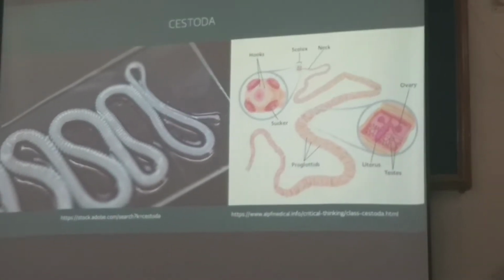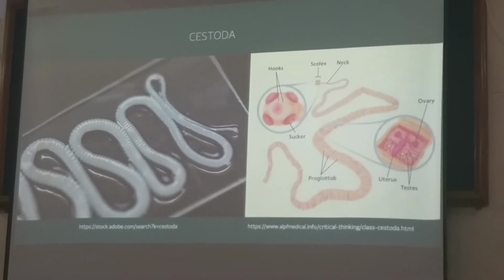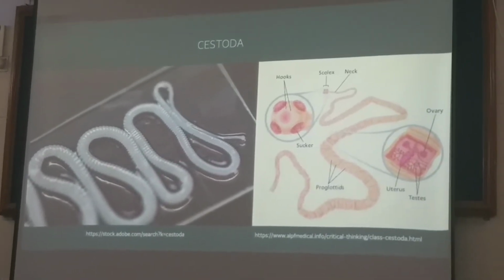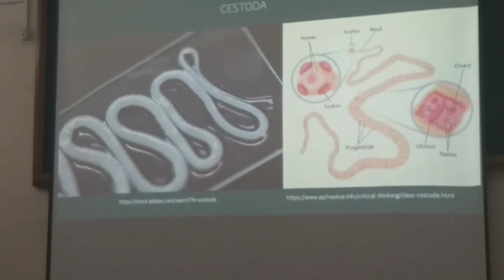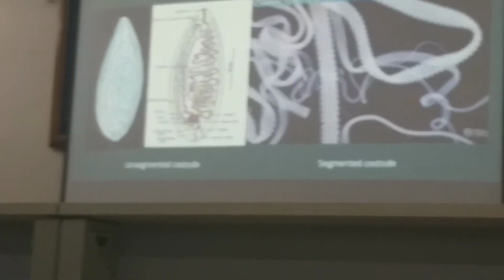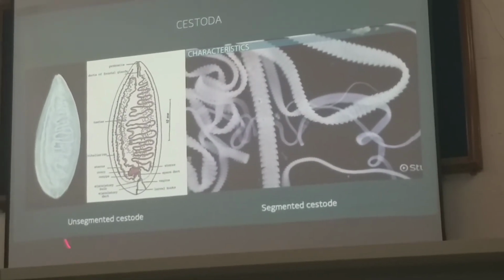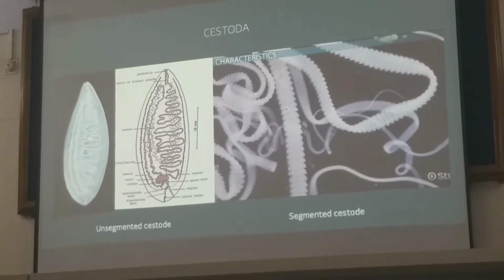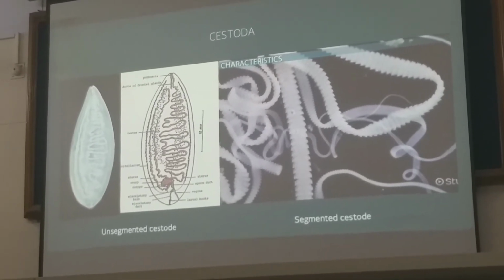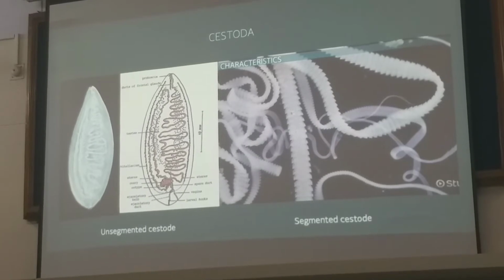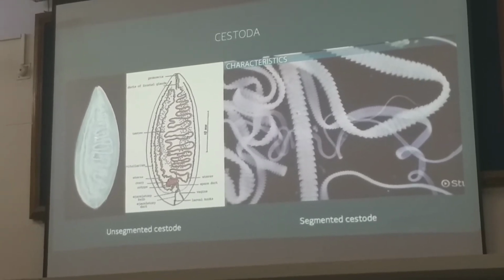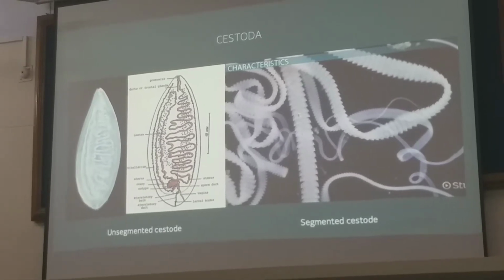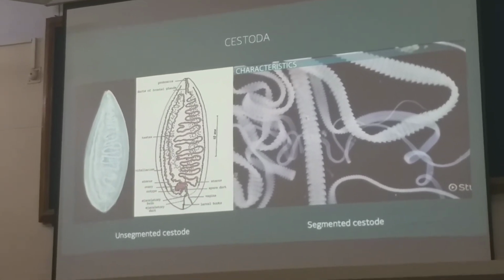So one key point to differentiate from the trematode is that cestodes don't have any digestive organ. One kind is the unsegmented cestode. Also, we can mistake this form for a trematode. But you can see they don't have a ventral sucker or an oral sucker. So we can say this is cestoda.